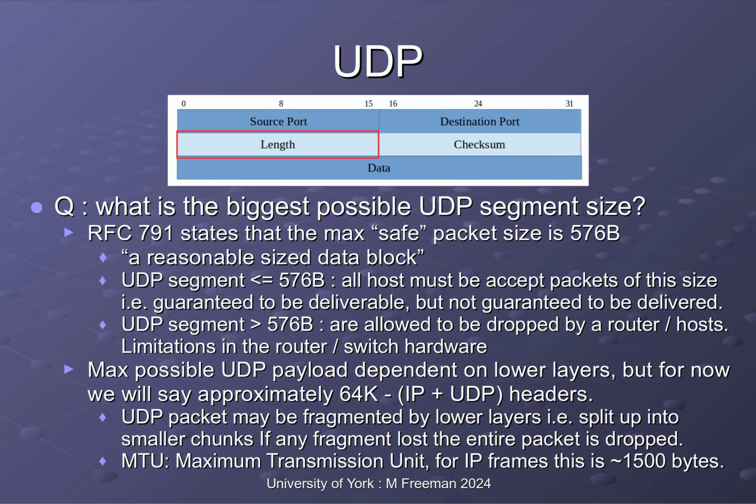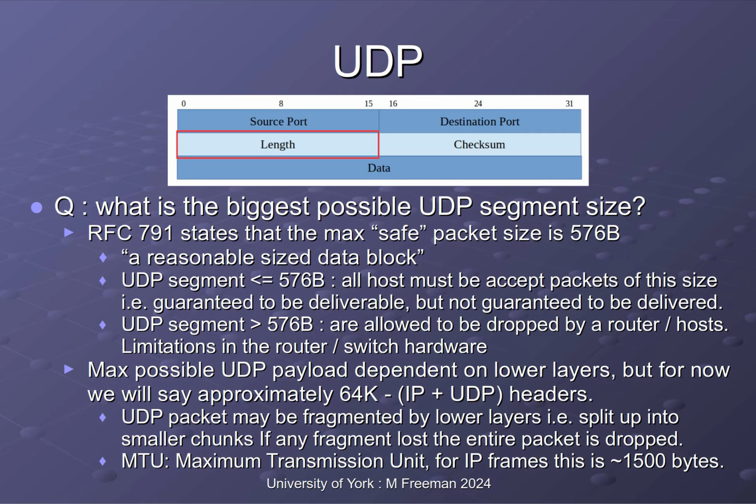Therefore, the people designing this protocol needed to decide what was a reasonable amount of data, and they decided upon 576 bytes. Packets less than or equal to 576 bytes were guaranteed to be accepted and stored in your routers, but not necessarily guaranteed to be delivered, because it's UDP: if they're corrupt, they'll be dropped. And UDP segments greater than 576 could be dropped if the host or the router couldn't support packets of that size. Obviously, that's a very small value in the context of devices nowadays.